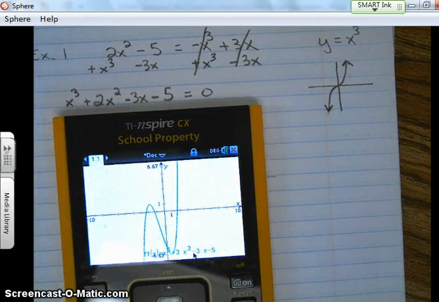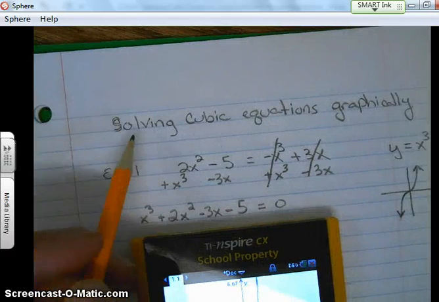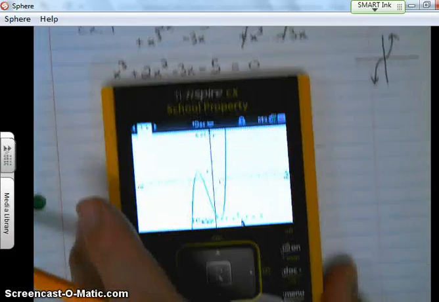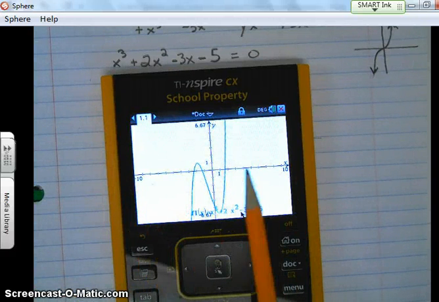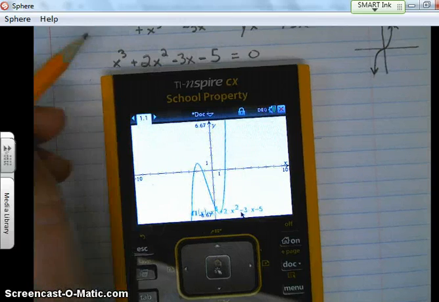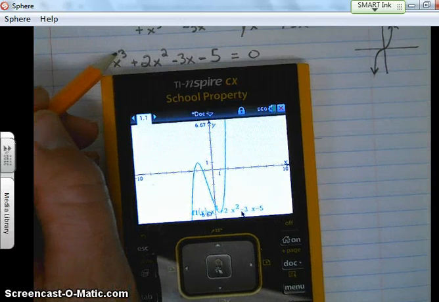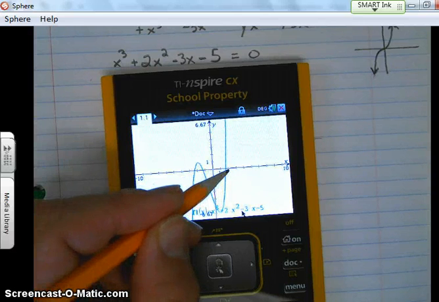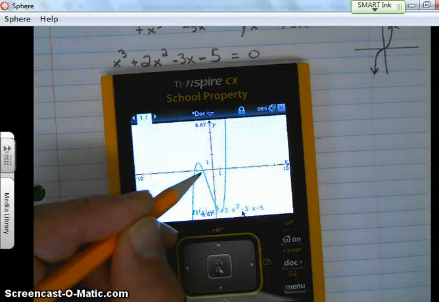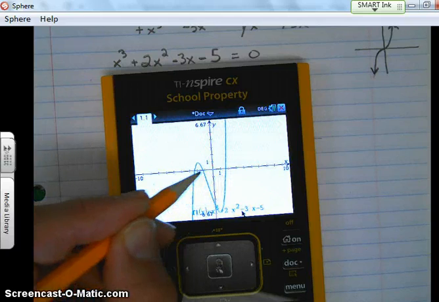We want to find the solutions, because it says solving. So let me remind you where the solutions are located. They're located on the x-axis. Notice the degree of the polynomial is 3. That means there's going to be 3 solutions. So here they are, 1, 2, 3. Those 3 roots, or x-intercepts, or zeros, are the solutions.